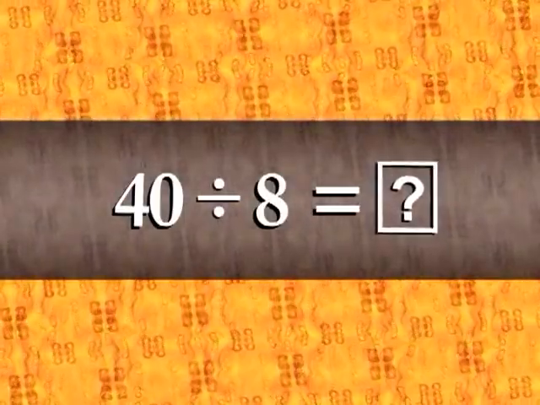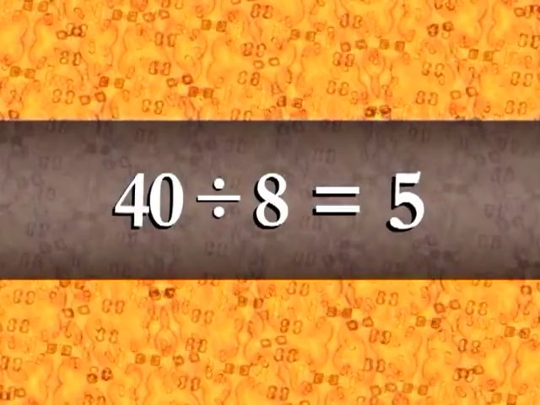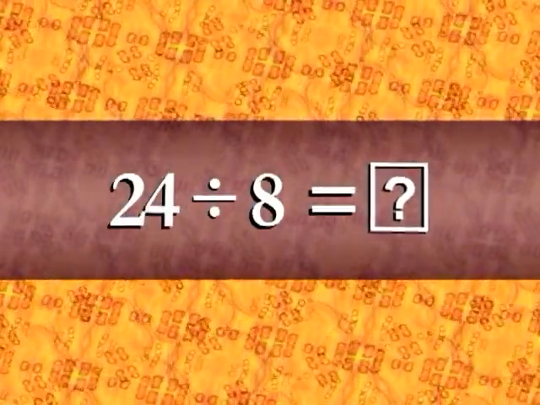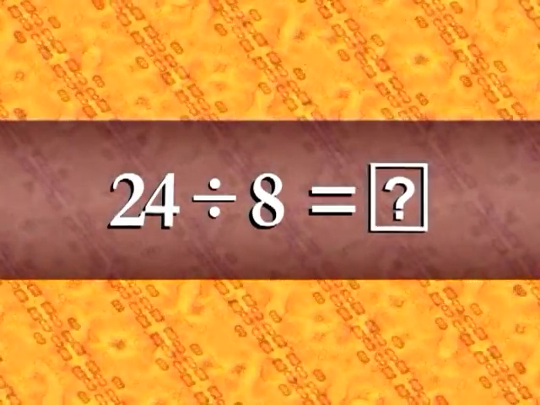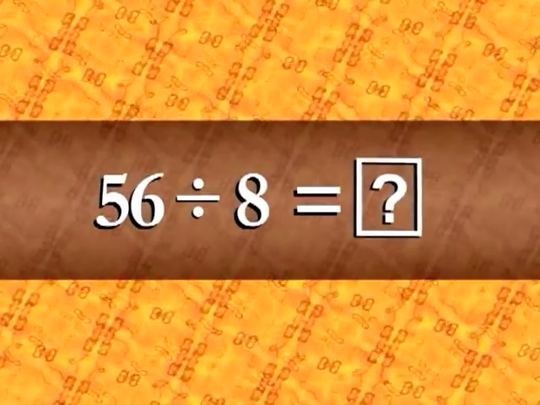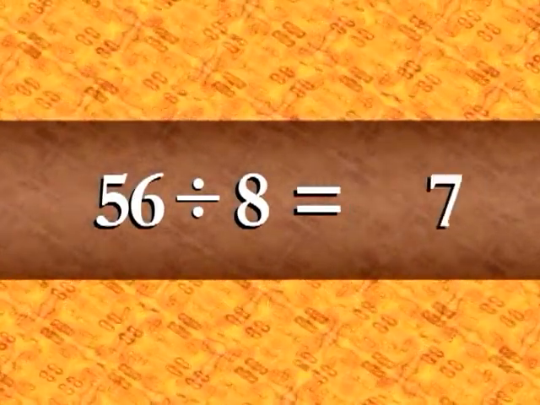40 divided by 8 is 5. 24 divided by 8 is 3. 56 divided by 8 is 7.